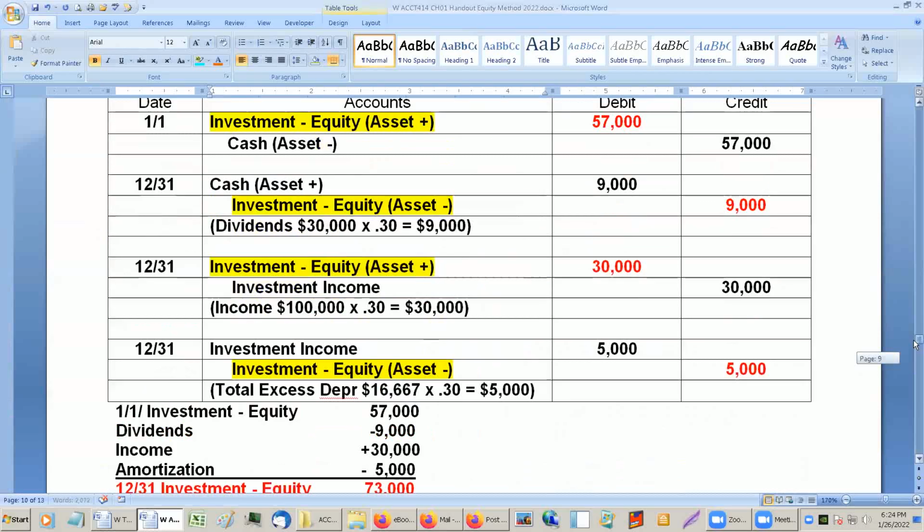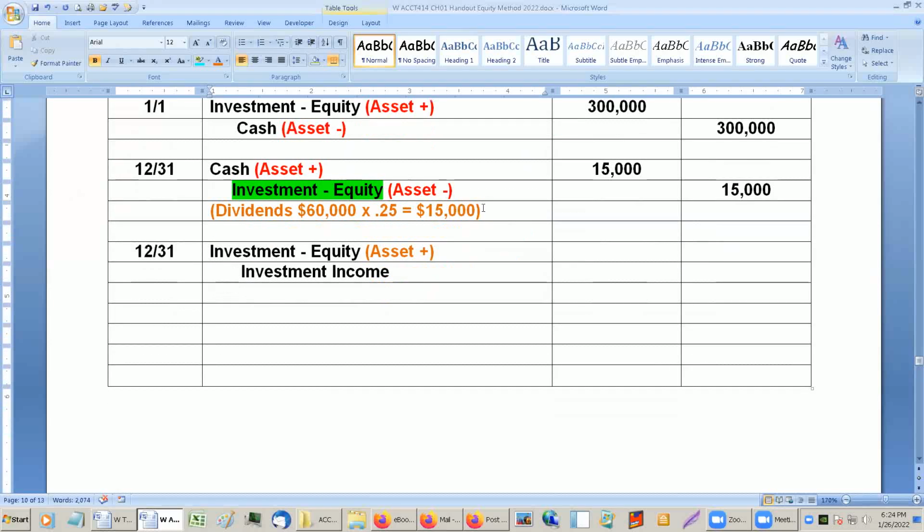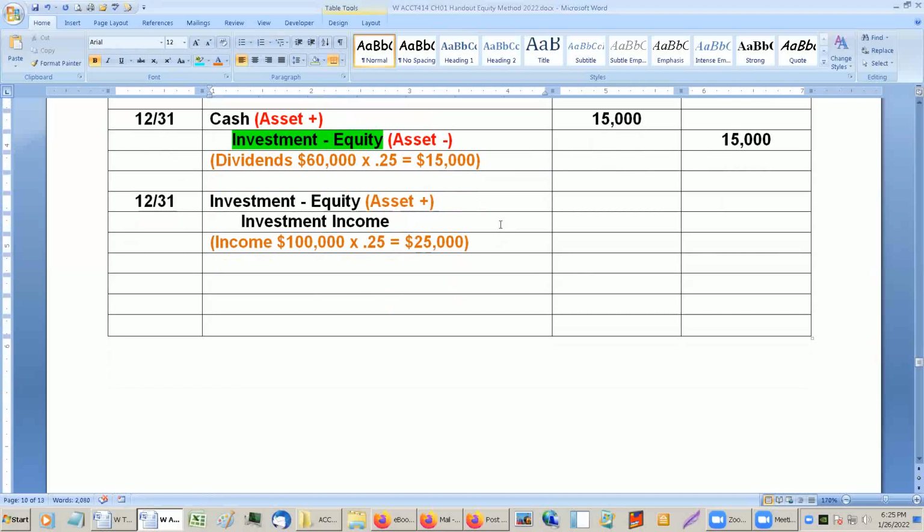I want to check something here. It should be investment income. Okay, investment income. Good. And the question is, how much is it? I'm going to be lazy. So the investment income is 25,000. Our investment will go up by 25,000. Our share of the income is 25,000, and we'll pick up the income of 25,000.